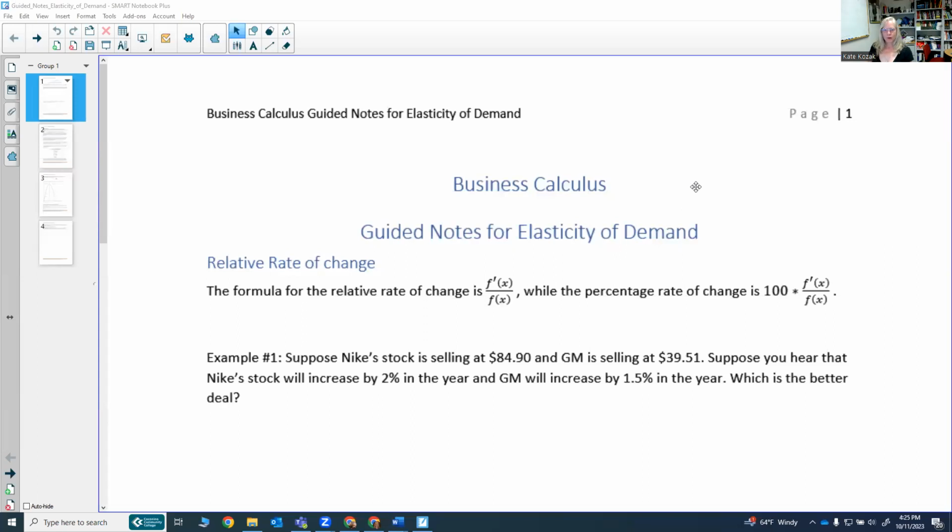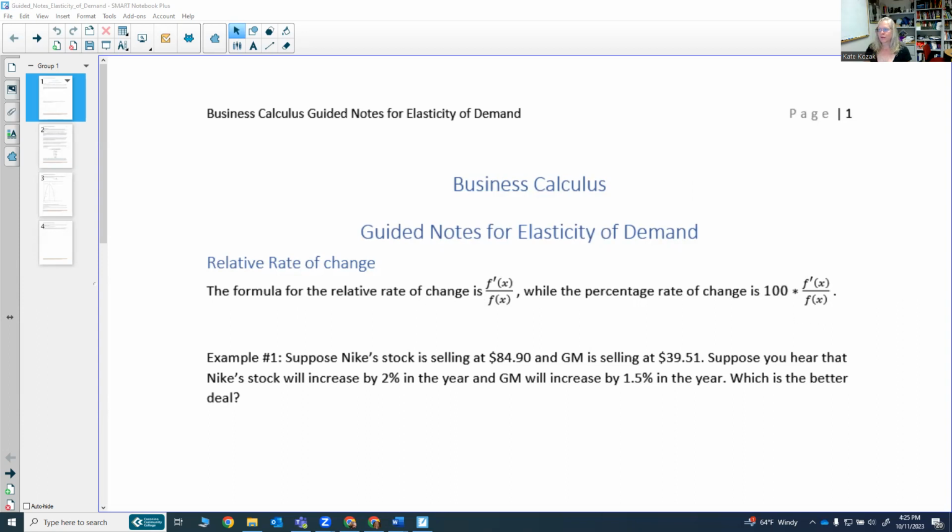In this video, we will look at how to deal with elasticity of demand. Before we can do elasticity of demand, we need to look at relative rate of change. So the formula for relative rate of change is f prime of x over f of x, while the percent rate of change is 100 times f prime of x over f of x.